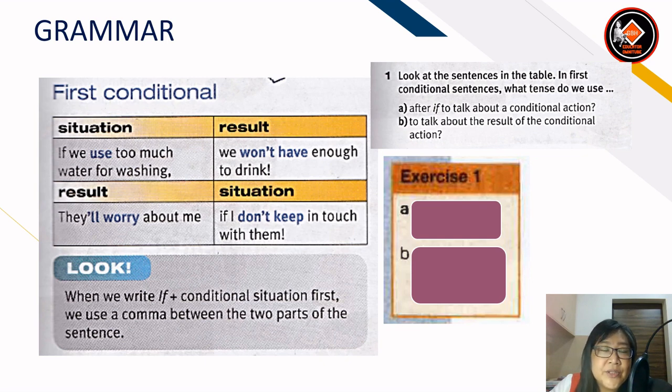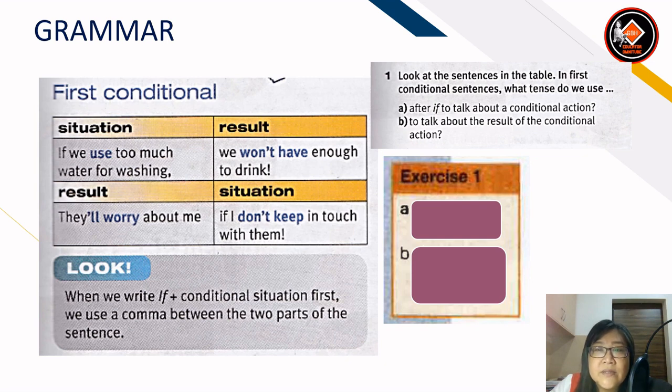Let's look at the next grammar item. It is the first conditional. So here we have a situation. If we use too much water for washing, the result is we won't have enough to drink. So then we have another example. The result first: they'll worry about me if I don't keep in touch with them. So here, when we write if plus the conditional situation first, we use a comma between the two parts of the sentence.